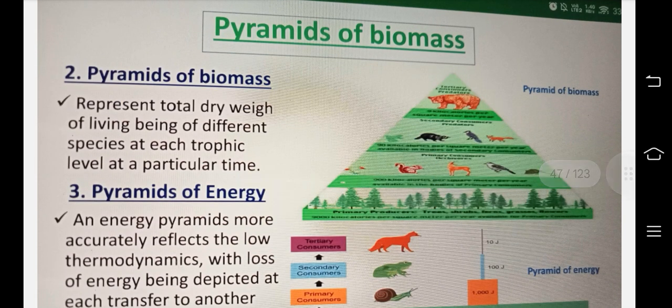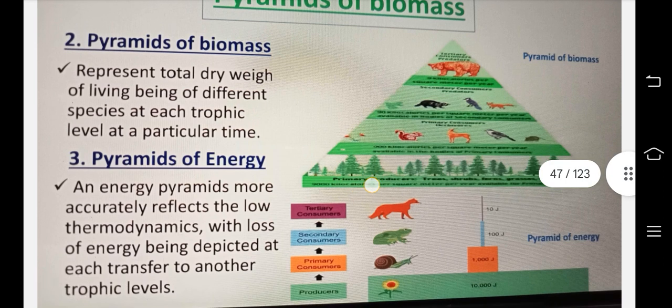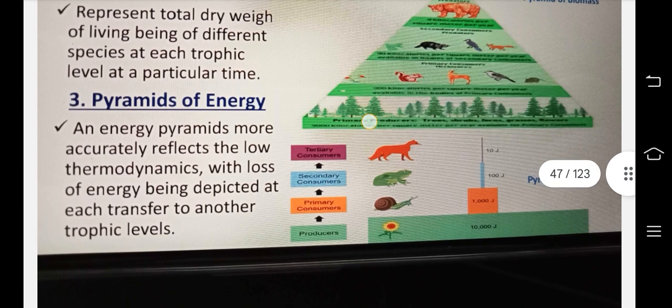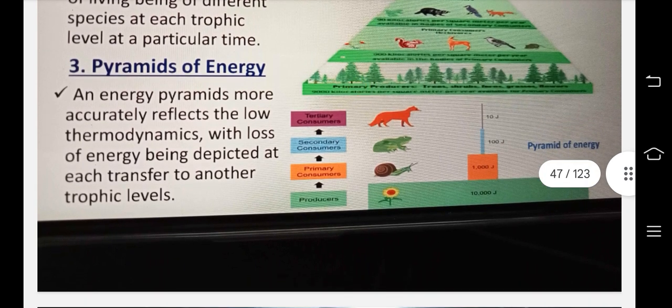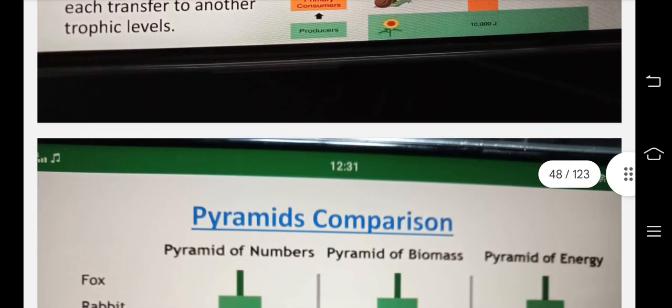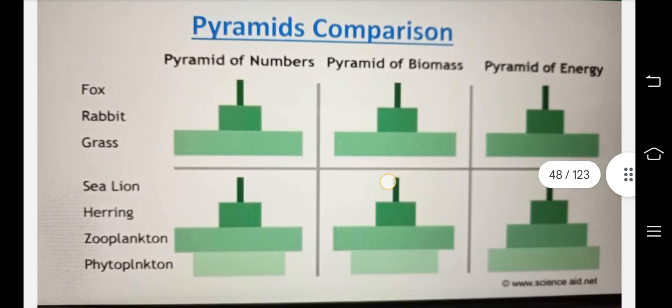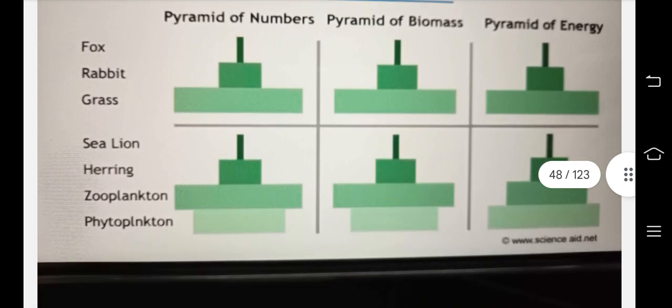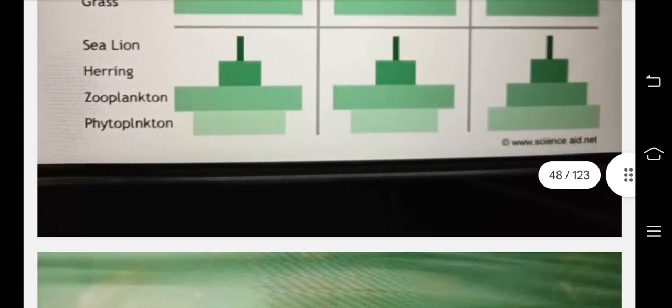Then pyramids of biomass. Pyramids of biomass represent the total dry weight of living beings of different species at each trophic level at a particular time. Pyramids of energy: an energy pyramid more accurately reflects the laws of thermodynamics and the flow of energy being depicted at each transfer between the trophic levels. Pyramids comparison: pyramid of numbers, pyramid of biomass, pyramid of energy.